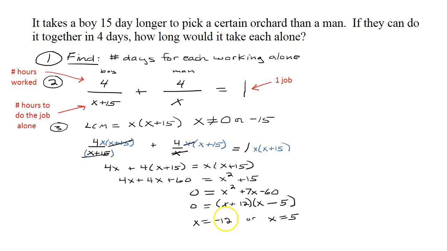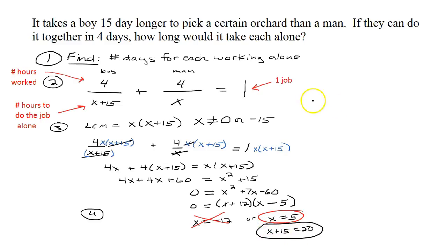So my solution is x equals negative 12 or x equals 5. Now, remember what x represents. It represents the number of hours, or in this case days, to do the job alone. It's impossible to get a time that's negative, so we're going to cross that one out. We'll circle this one as being our step 4. And then besides needing x, which was the amount of time that the man works alone, I also need x plus 15. So write x plus 15, 5 plus 15, that's 20. So you also have another answer to circle.